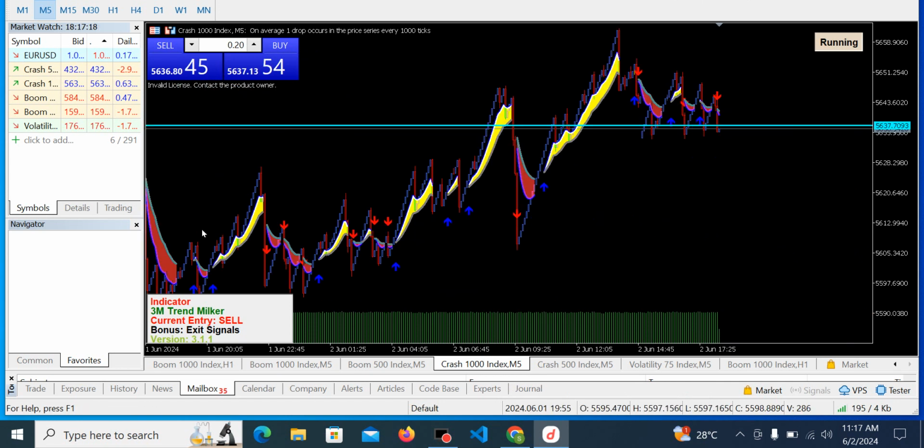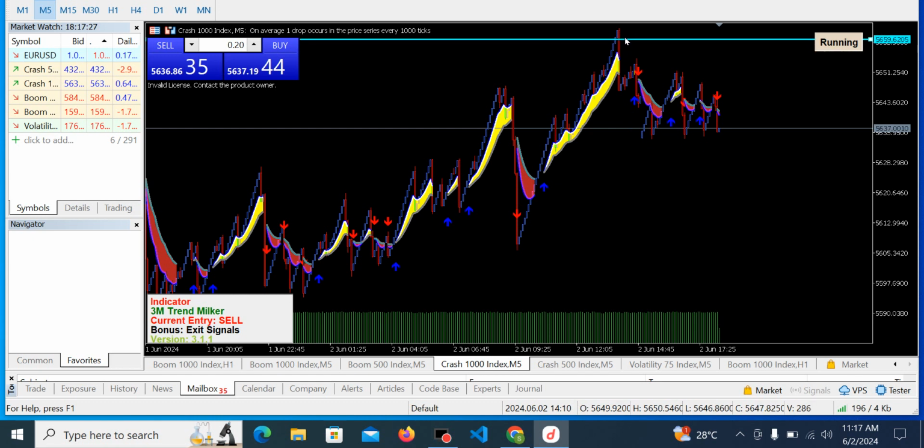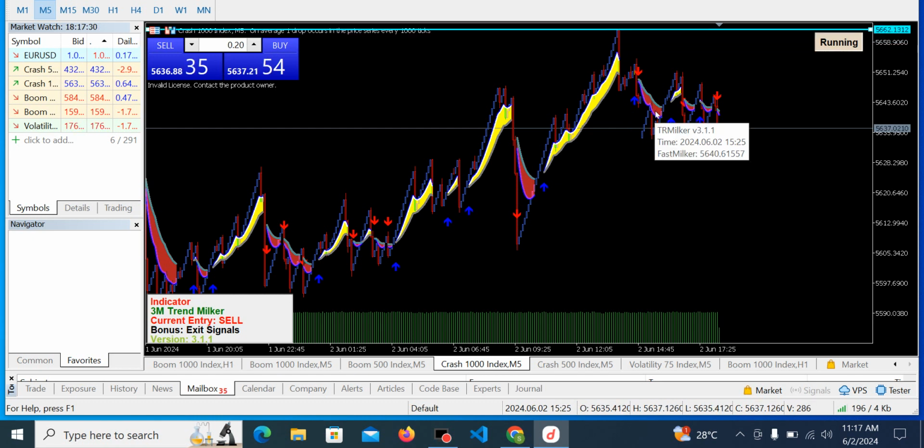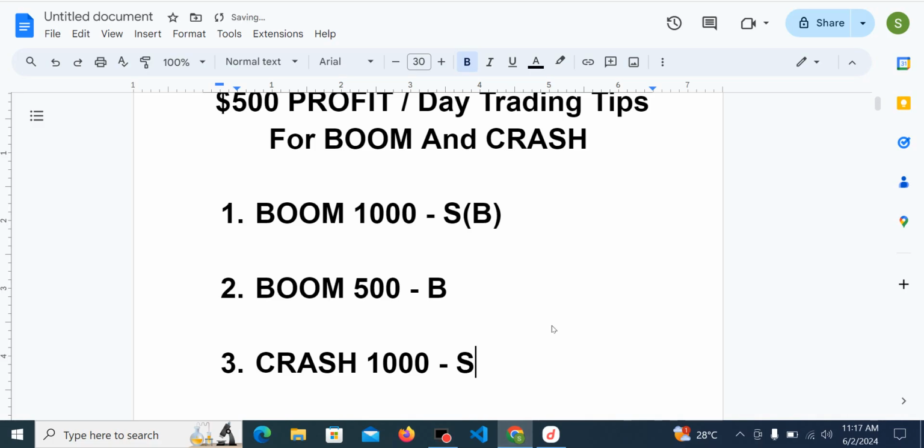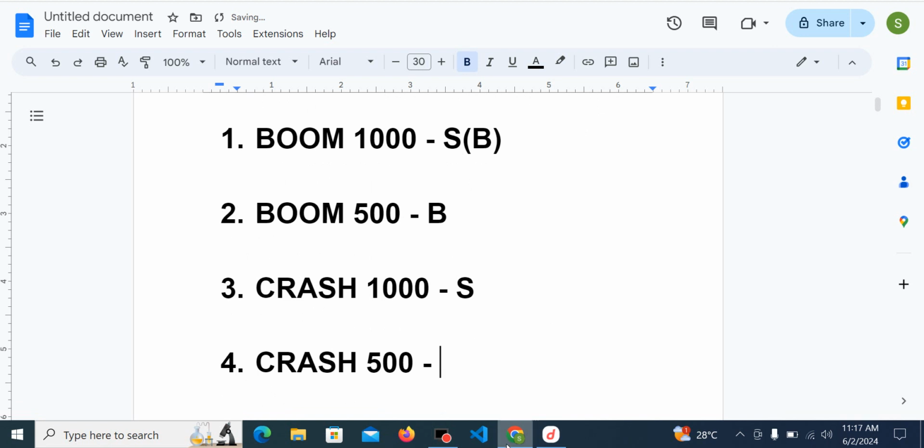Okay guys, this is crash 1000. Crash 1000 has been on uptrend for a very long time. It kept on going up and up. It has got into this resistance zone. It has not been able to break out above it, so it started a downtrend right from there, and it is still selling at the moment. So this is going to be giving us more of a selling opportunity than a buying opportunity.